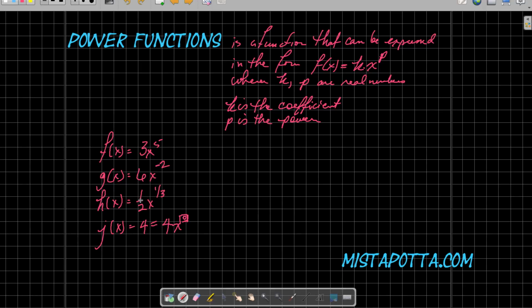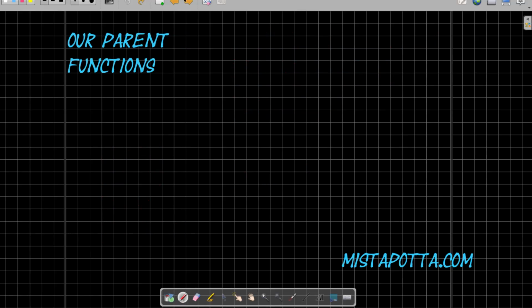All of these are examples of power functions. I can put any number I want in front, so I could even have something like k of x equal to 17.3 times x to the pi power. As long as I'm using a real number for the coefficient and a real number for the power, then I'm writing a power function. Now, this is interesting because almost all of the parent functions that we've talked about so far are examples of power functions.